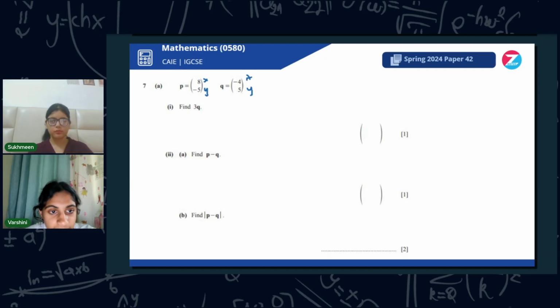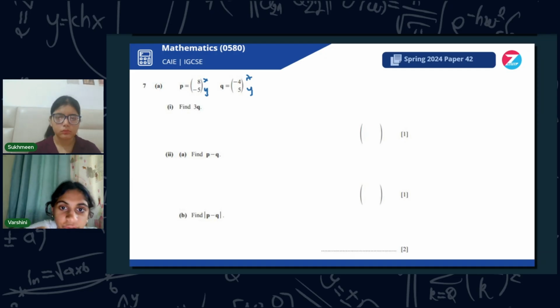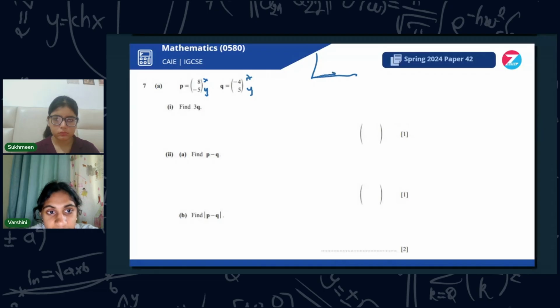Here we know P is just moving. For example, if we drew a grid, P would be 8 along the x-axis and -5, so that would be downwards in the y-axis. This would be P. And Q would be -4 in the x-axis, so we'd be going backwards 4, and 5, which would be upwards 5, somewhere over here. So this is Q, and this is P.